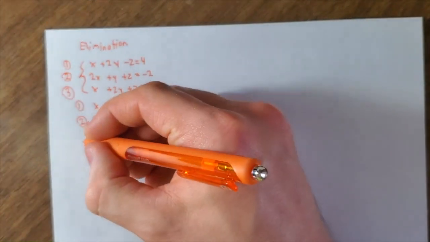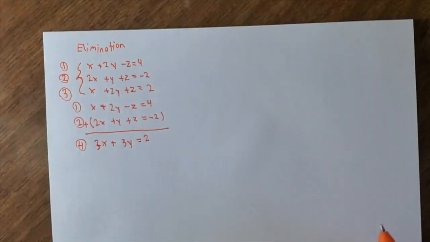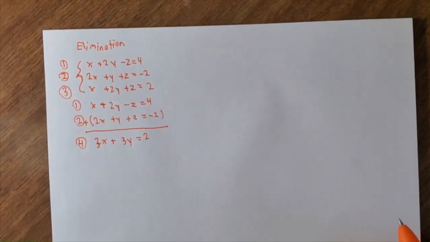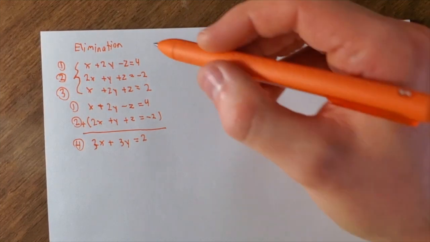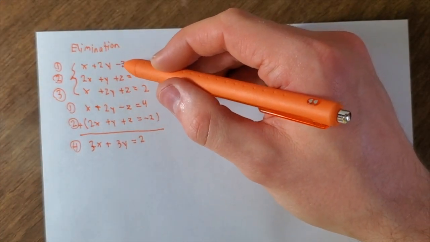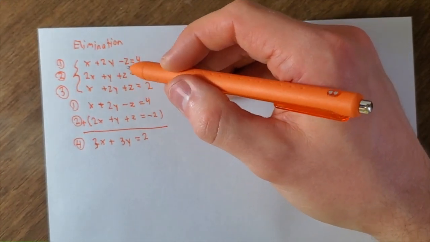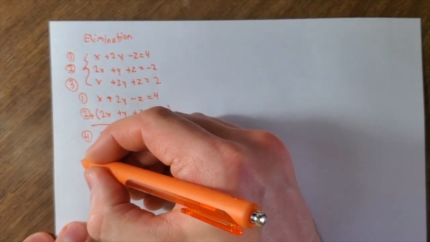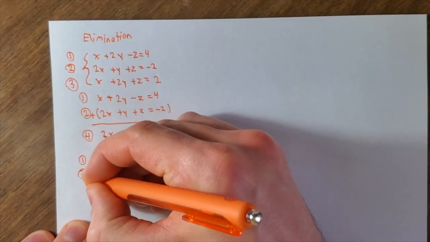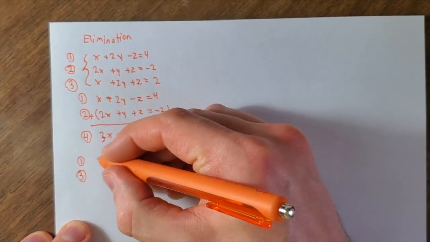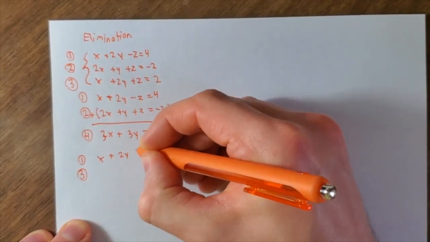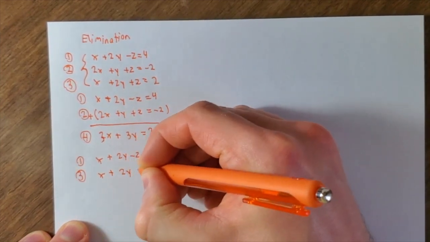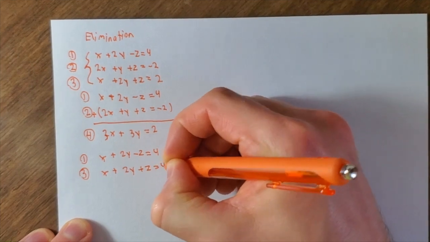And we're going to call this one equation 4, because we now have an equation in terms of two variables, which is what we want to do here. So again, we can get rid of that negative z and that positive z with our equations 1 and 3. So let's just do that same process again with equations 1 and 3, where we have x plus 2y minus z is equal to 4, and x plus 2y plus z is equal to 2.